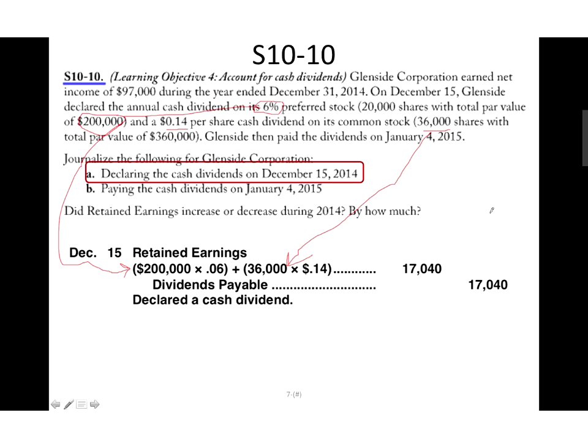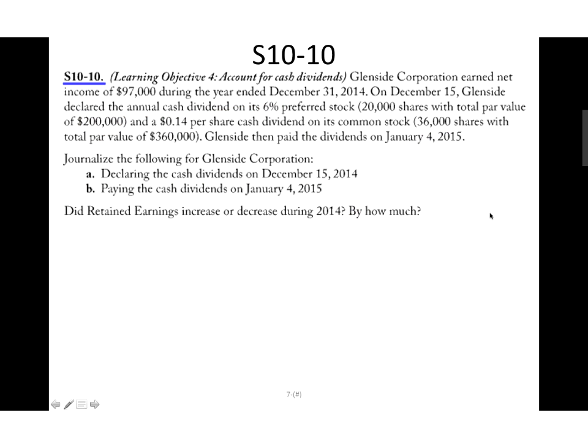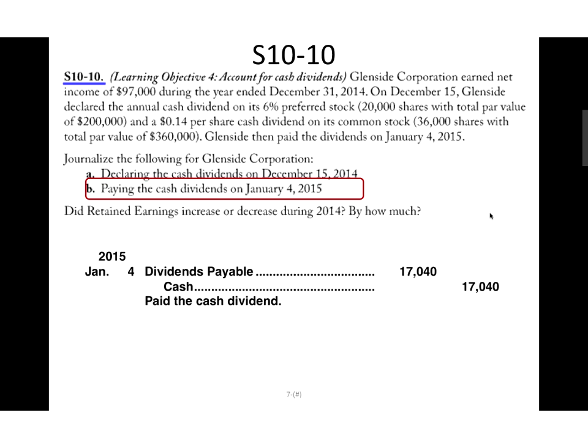Okay, so on the date of declaration, we're going to debit retained earnings, credit dividends payable. The second entry here, paying the cash dividends on January 4th. So we declared them in December. Now January 4th comes along, and we're going to pay them. So when we pay them, we're simply going to debit the liability, credit cash. The $17,040 was the amount of the dividend, the preferred dividend plus the common dividend.